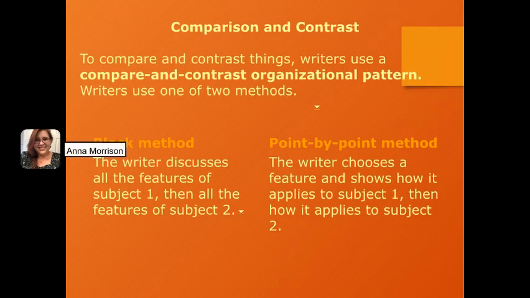Once you have your thesis statement and you know your A and your B and your 1, 2, and 3, then you need to pick which organizational pattern best suits your essay. There are two to choose from. The block method, where you discuss all the features of the first subject and then all the features of the second subject, and the point-by-point method, where you choose each feature and show how it applies to subject 1 and then subject 2, and then do another paragraph for the next feature and another paragraph for the next feature.